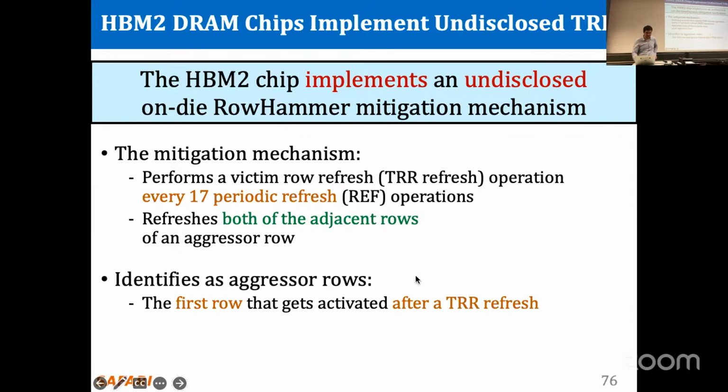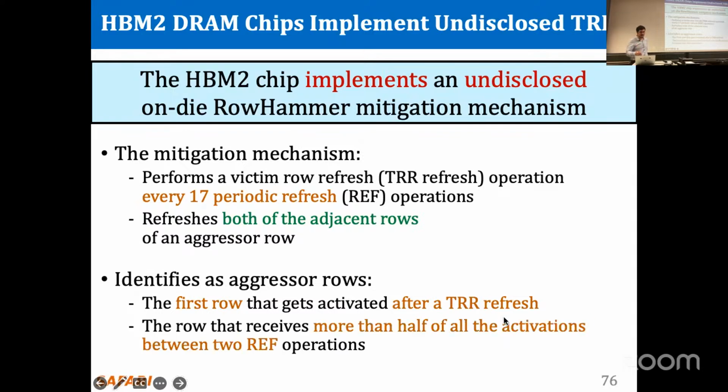We don't know. It identifies the first row that gets activated after a TRR refresh, so after every 17 refreshes. And the row that receives more than half of all the activations between two refresh commands is identified as the aggressor row. If you have 10 activations in a window between one refresh and another, and one row receives more than 5 activations, that's the aggressor row.